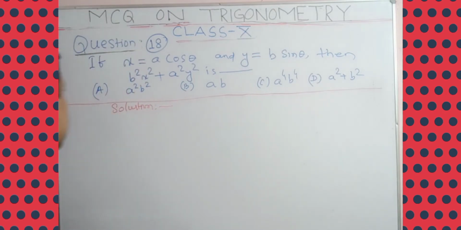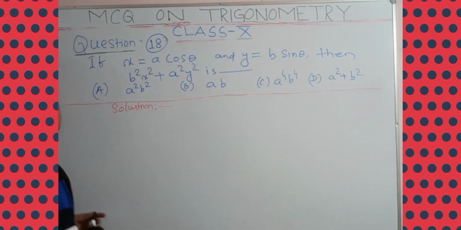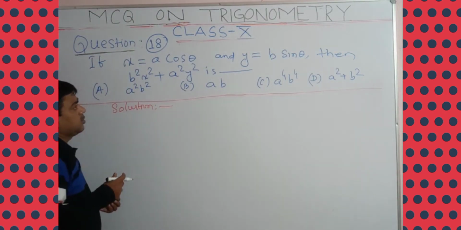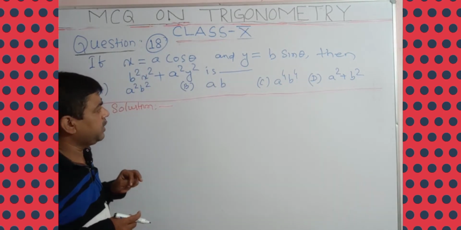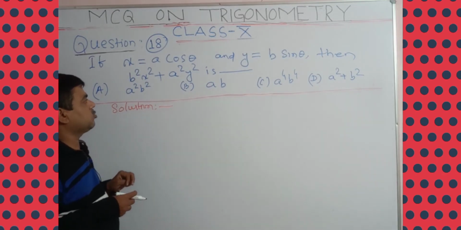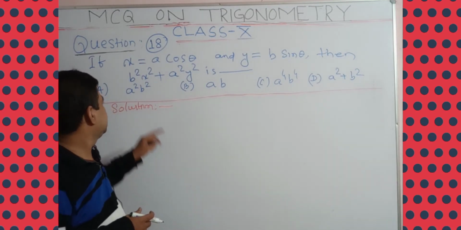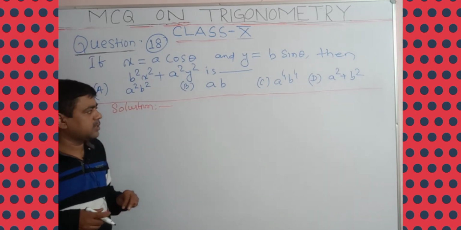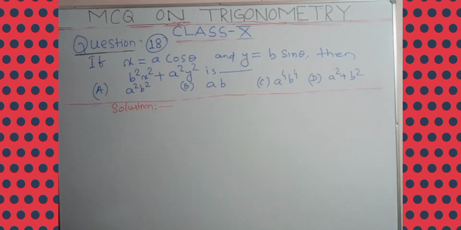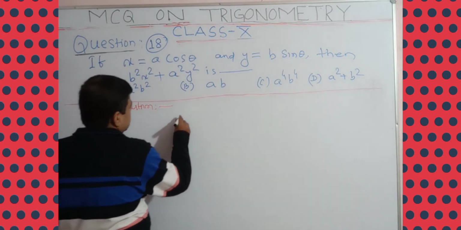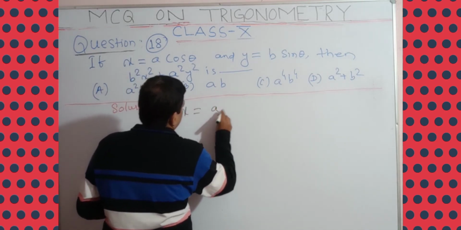So next question is question number 18 we are discussing for you. Here the question is that if x is equal to a cos theta and y is equal to b sin theta, then b square x square plus a square y square is option A square b square plus, option B ab plus, option C a to the power 4 b to the power 4, option D a square b square. Understand? Let's see. Here given x is equal to a cos theta.